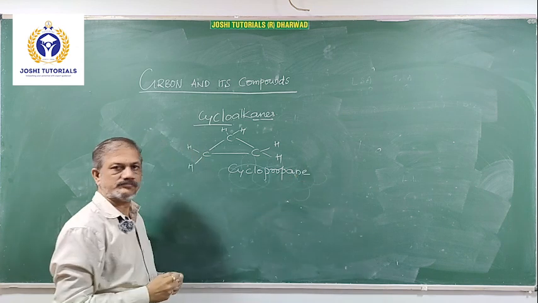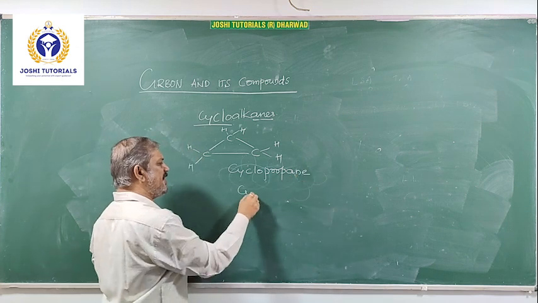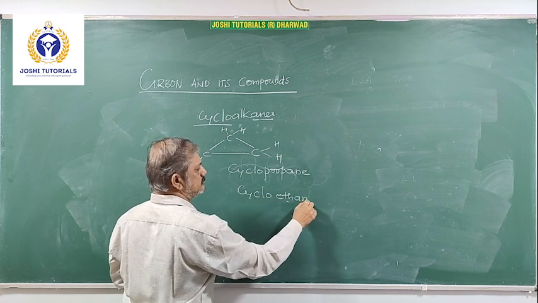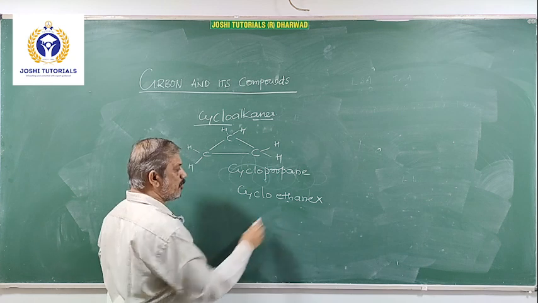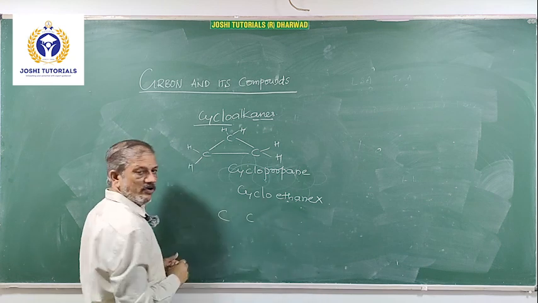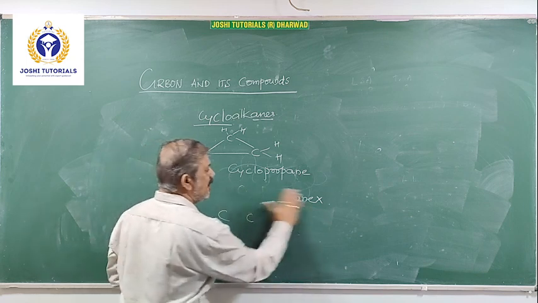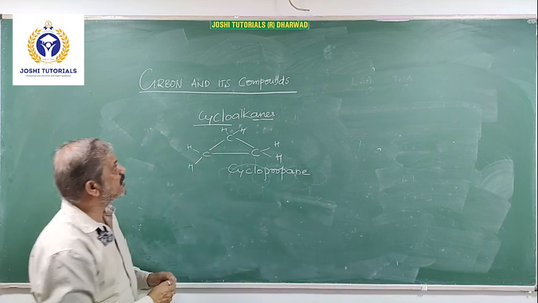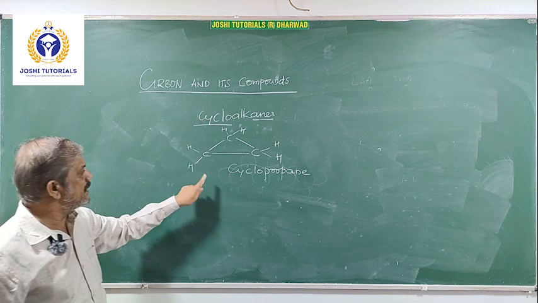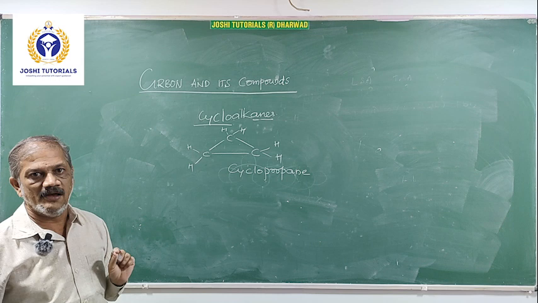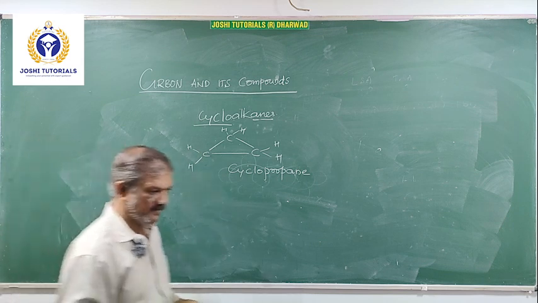Cyclopropane. Cycloethane is not there. It is not there because eth means only 2, and you cannot close it. It is coming under open. So that's why all of you remember, cyclo begins minimum with 3 carbon atoms. It is one more type.